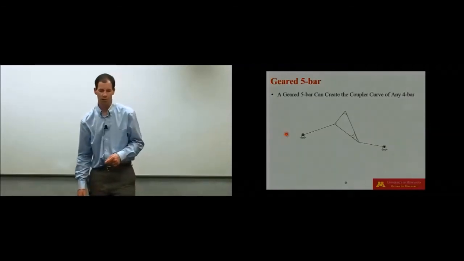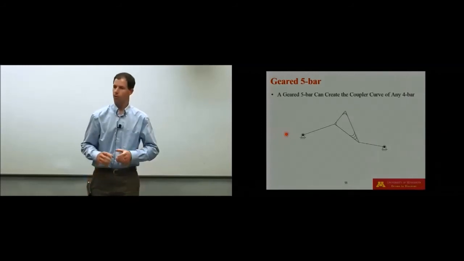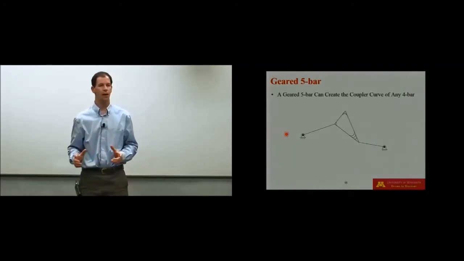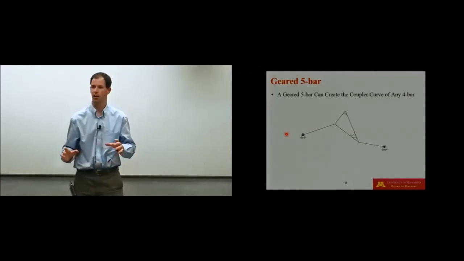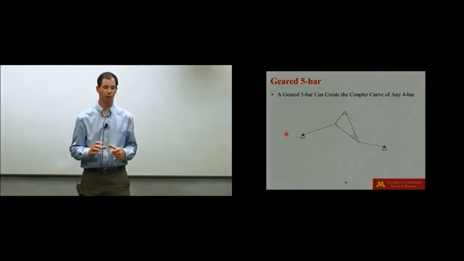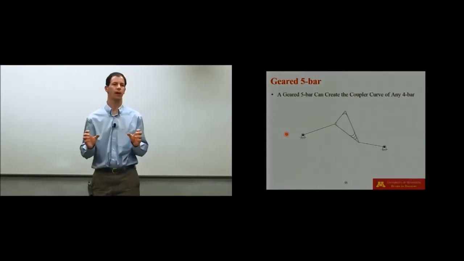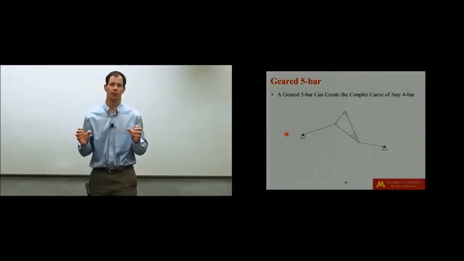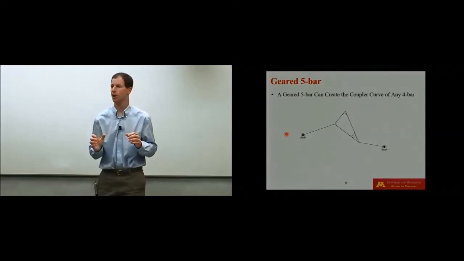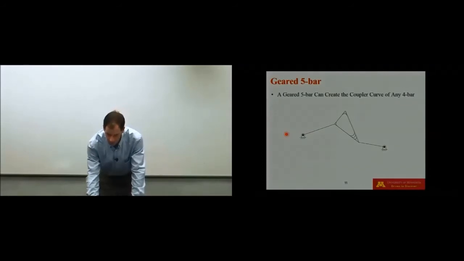Now, a more interesting way that's a little bit more popular is that we can create a 4 bar, and then we can create that exact same motion with a geared 5 bar. So any 4 bar coupler curve can be reproduced with a geared 5 bar. And this geared 5 bar will be one where we've basically got one-to-one gearing, so that the input link and output link both rotate in the same direction at a one-to-one ratio. So let's talk about how to do this.